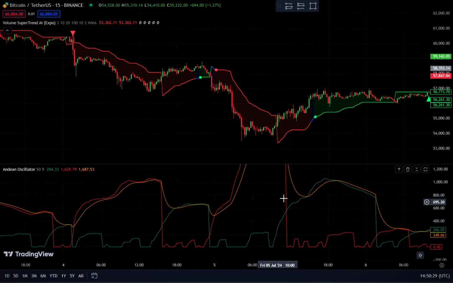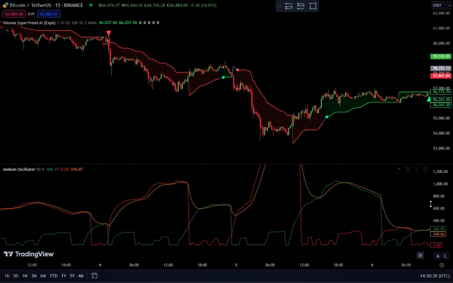How to place a sell order? If the Volume Super Trend AI line is red, it indicates a bearish trend. In this position, your main focus is to find the best sell entry point.